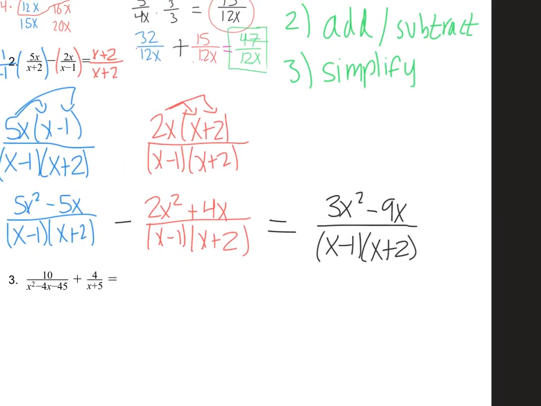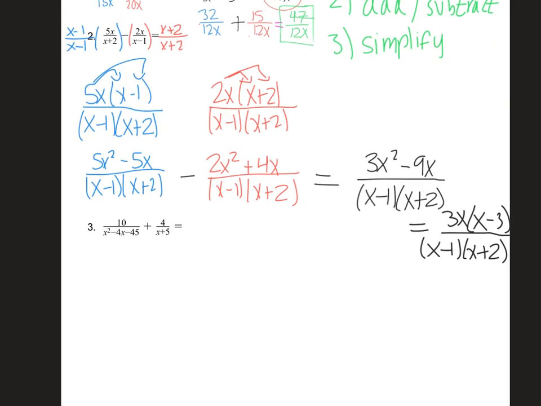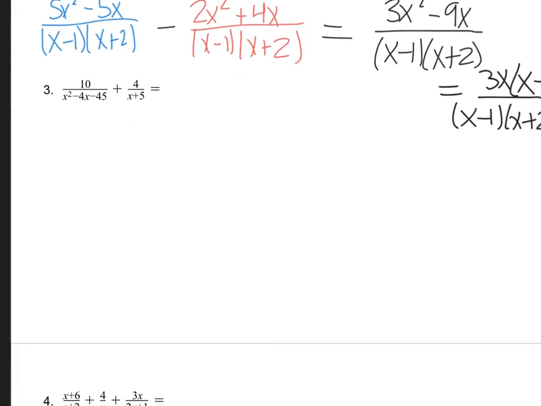Now, some of you might want to simplify this more, which I very much can. I can take out a 3x from both terms. If I did that, this is going to equal 3x times x minus 3 over x minus 1 times x plus 2. That's fine too. That works perfectly if you want to simplify it one more time. But I'm satisfied with either of these. Either of these is going to work, so that's perfectly fine. Moving on to number 3.